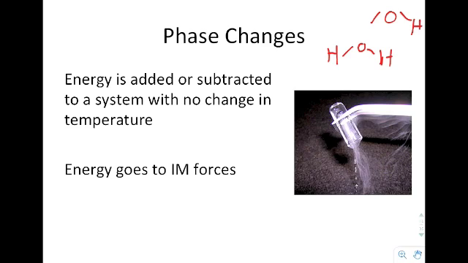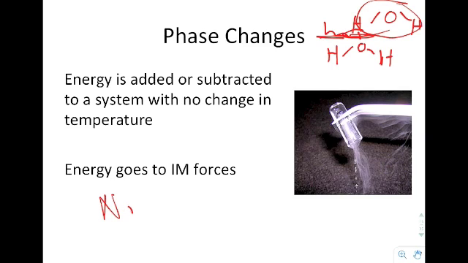And what you have is you're adding energy to a system, and the energy is not going to making these things move faster, but the energy has to go somewhere. And what it's doing is it's breaking this intermolecular attraction. When you break that intermolecular attraction, you're changing the temperature that's required, or you're breaking and changing the phase, going from solid to liquid or liquid to gas.